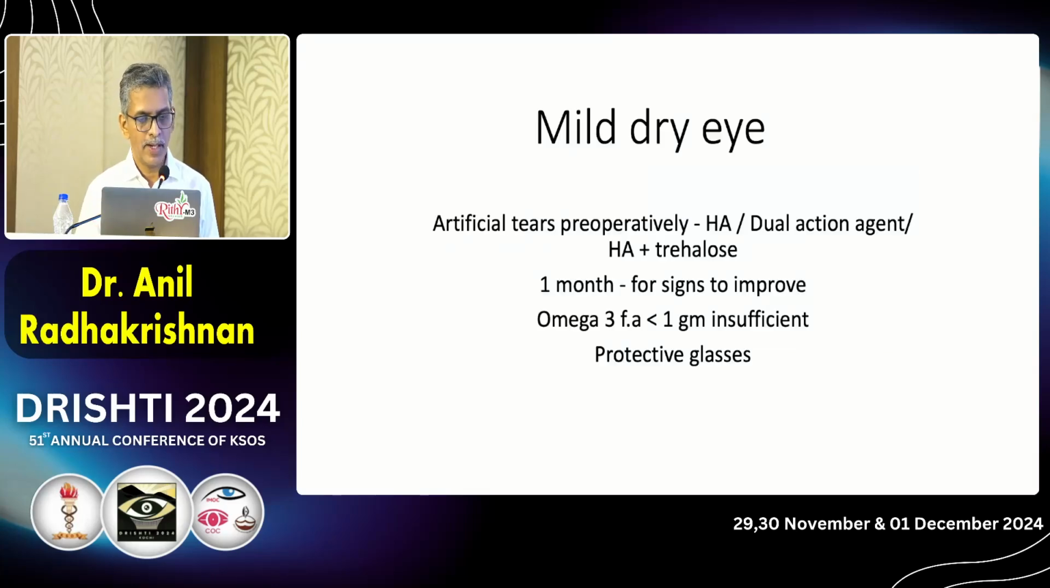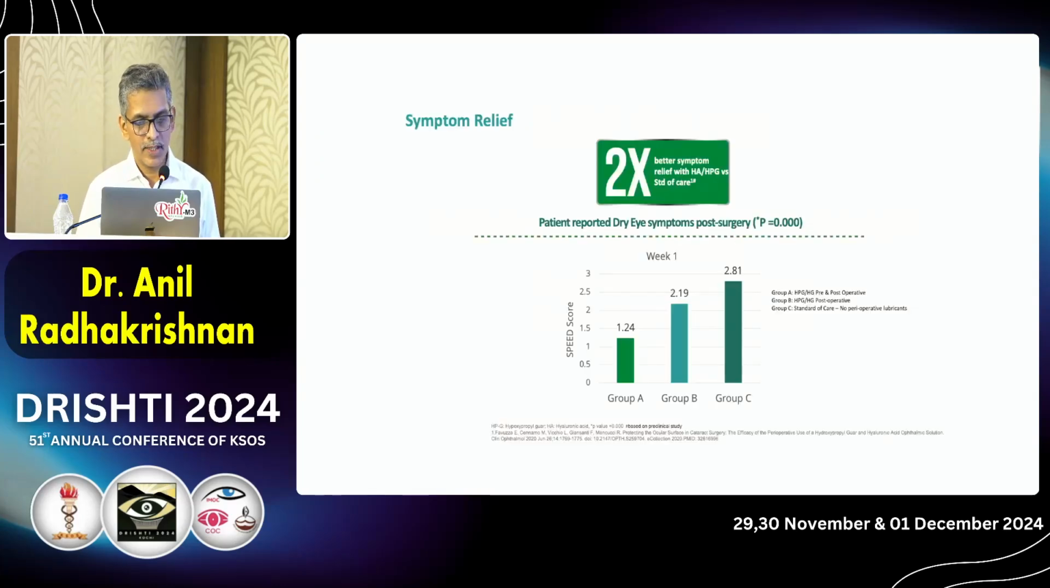If you have mild dry eye, it makes sense to use artificial tears pre-operatively, at least 2 weeks before the procedure, ideally 1 month before. It's better to use a dual-acting agent, and hyaluronic acid is the one that is preferred, or you can use a combination of HP-guar plus polypropylene glycol or polyethylene glycol. If you can combine trehalose with hyaluronic acid, it is more beneficial. It takes almost 1 month for the symptoms to improve, and if you are giving omega-3 fatty acids, we have to give them for at least 1 month.